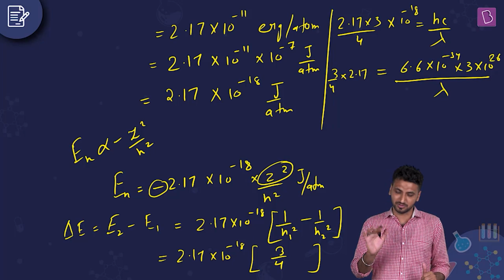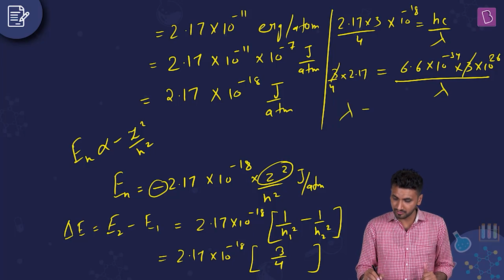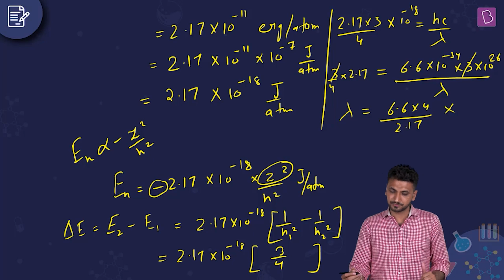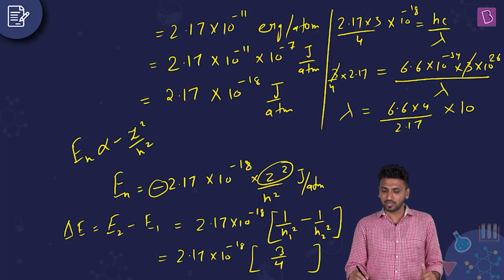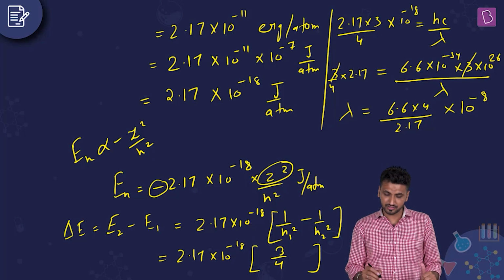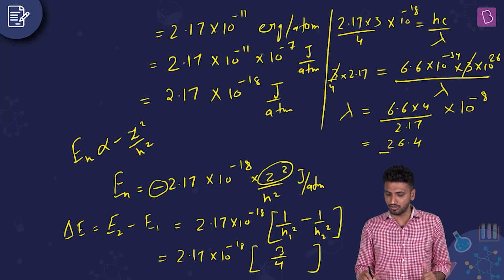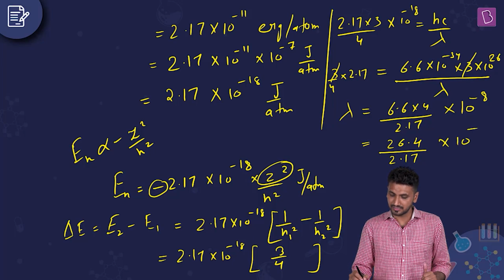Okay, fine. 3 goes with 3. So lambda comes out to be 6.6 into 4 upon 2.17 into 10 raised to the power 26, and 34 is minus 8. Perfect. So 26.4 upon 2.17, into 10 raised to power minus 8.